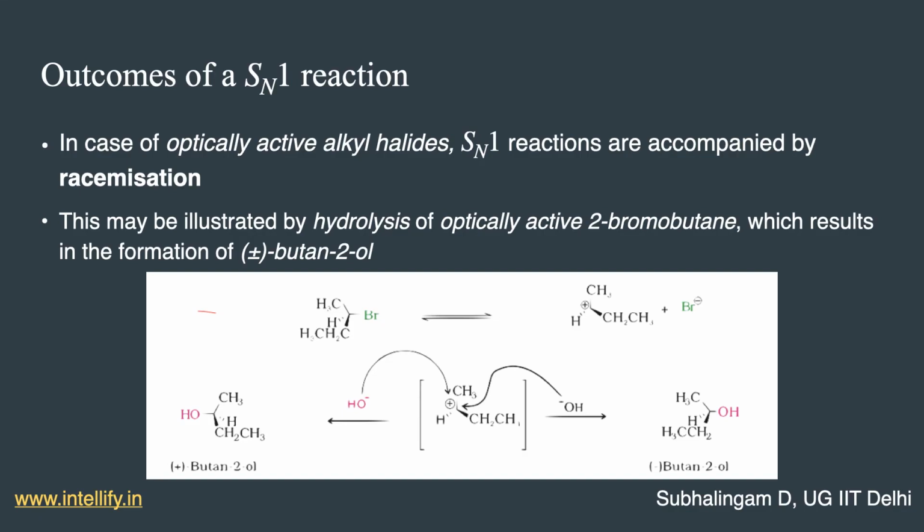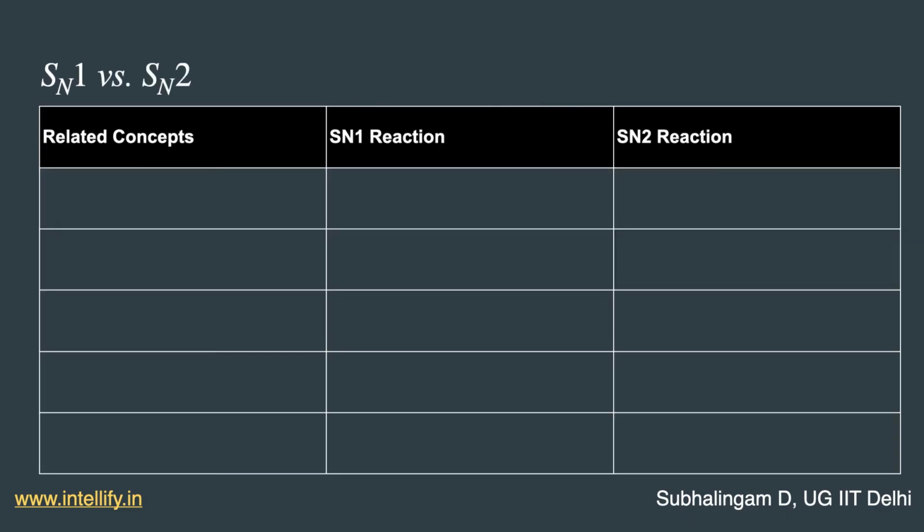I hope things are clear now. In SN1 we get a racemic mixture, in SN2 we get an inversion of configuration. So we have seen SN1 and SN2 now. Let's try to compare both of these.